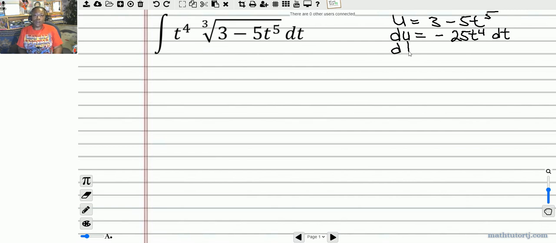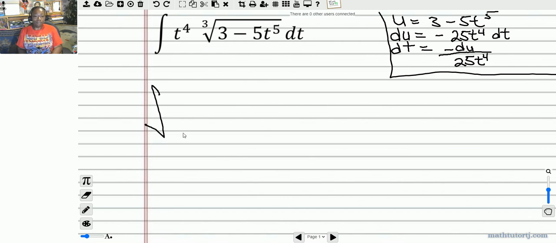Next, I want to solve for dt. dt equals negative du over 25 t to the fourth. Again, this is simple algebra: I identified u, then I found the derivative of u, and then I solved for dt. I'm going to use all this wonderful hard work to now rewrite my integral.